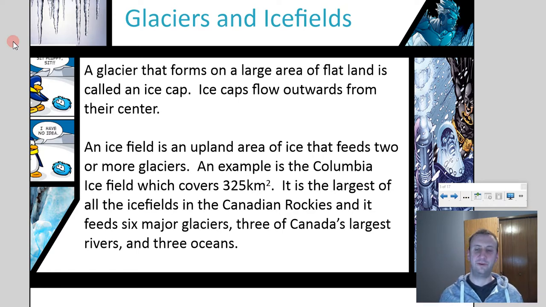Now, the ice field itself, technically we could call a glacier, but typically when we talk about glaciers, we're talking about these masses of ice that are moving. But all of these are within the umbrella of glaciers. 3 of Canada's largest rivers and 3 oceans are fed by this ice field, the Columbia ice field. So yeah, it's huge. It's massive.